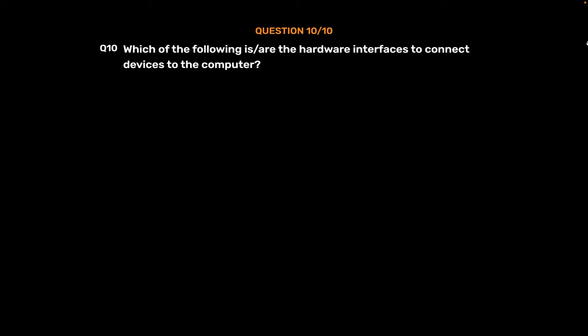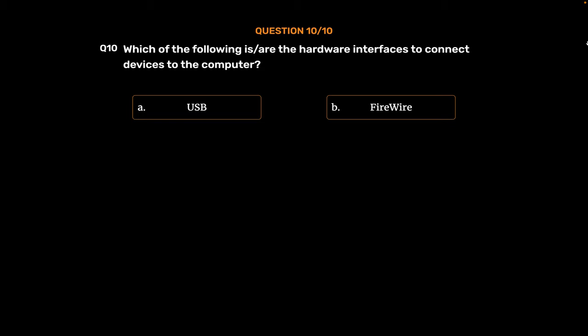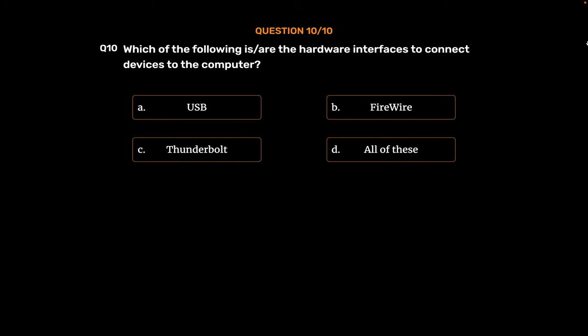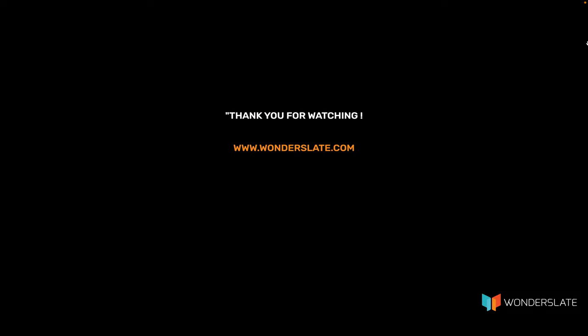Question number 10. Which of the following is / are the hardware interfaces to connect devices to the computer? Option A. USB. Option B. FireWire. Option C. Thunderbolt. Option D. All of these. The correct answer is Option D. All of these.